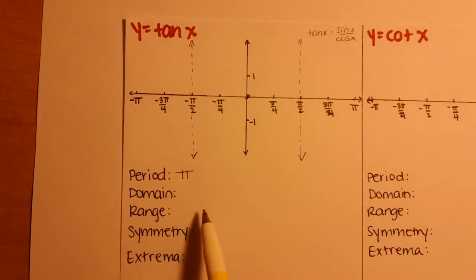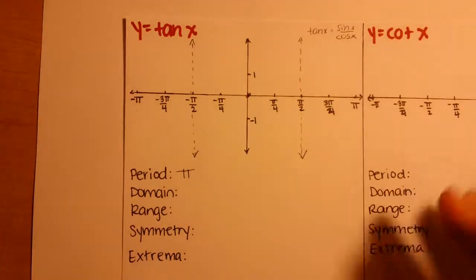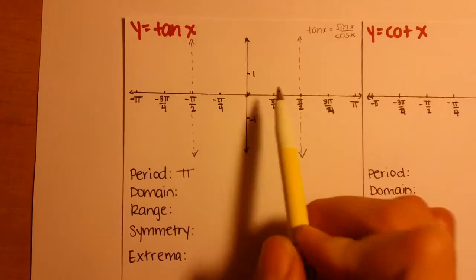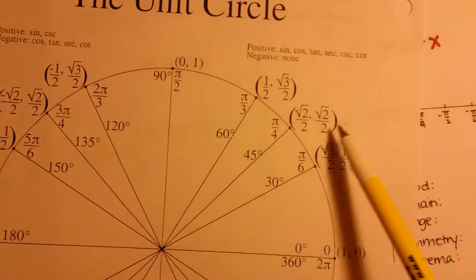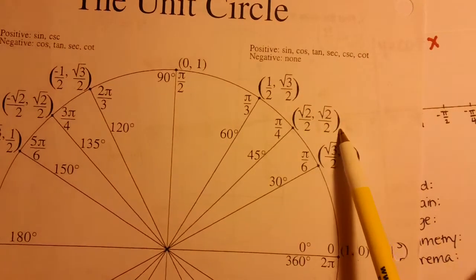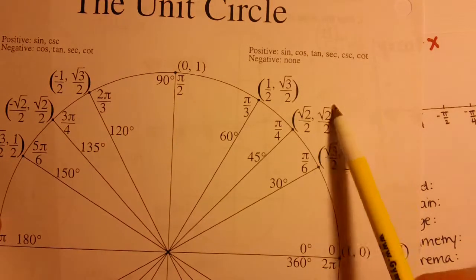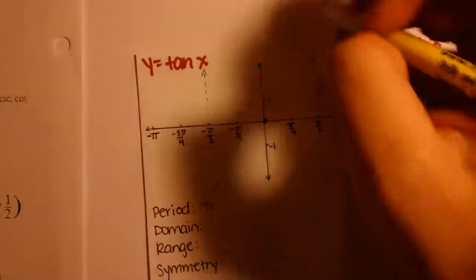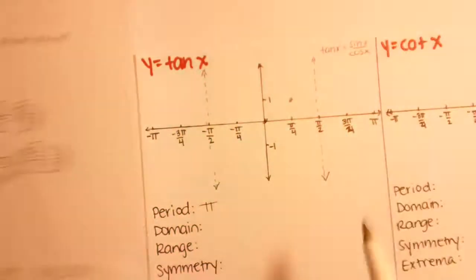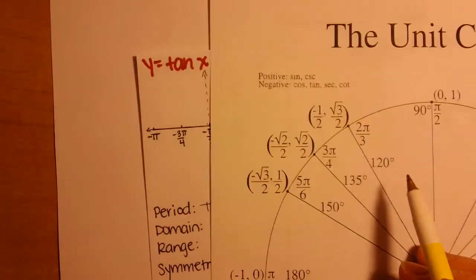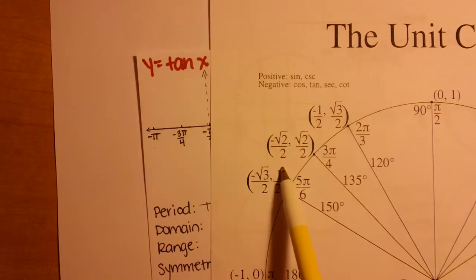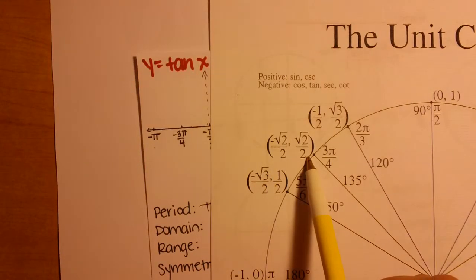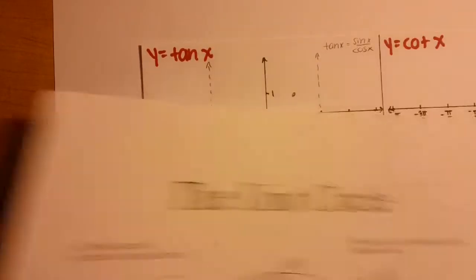Now what we have is this, and now we're going to look at pi over 4. At pi over 4, we have square root of 2 over 2, comma, square root of 2 over 2, so we'll take this one, put it over this one, and then we'll get 1. Now at 3 pi over 4, we have negative square root of 2 over 2, square root of 2 over 2, so that's going to be negative 1.